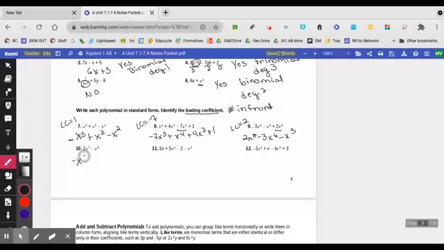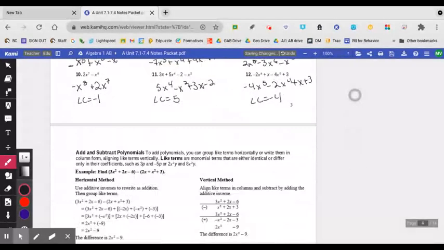Number 10 should be negative 8x to the 8th plus 2x to the 7th. So our leading coefficient is negative 1. 11 should be 5x to the 4th minus x squared plus 3x minus 2. And our leading coefficient is 5. 12 is negative 4x to the 5th minus 2x to the 4th plus x plus 3. And our leading coefficient is negative 4.